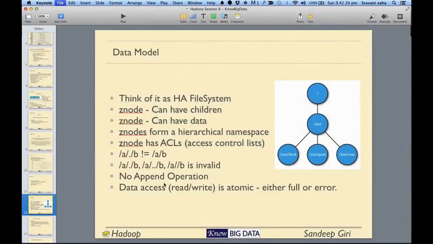So that is the basic get, put, and ls commands, which are part of working with our file system, or you can say Zookeeper znodes.